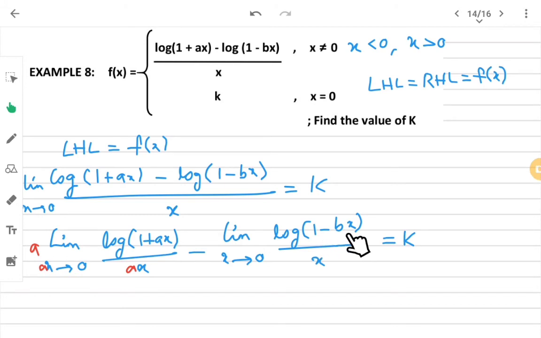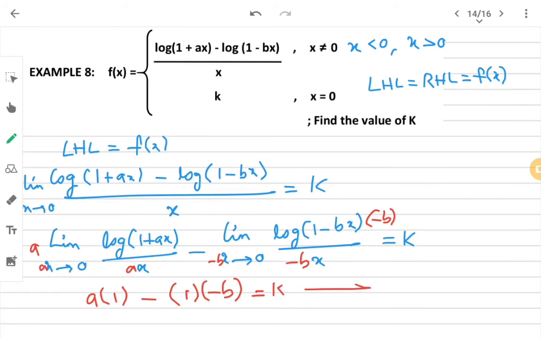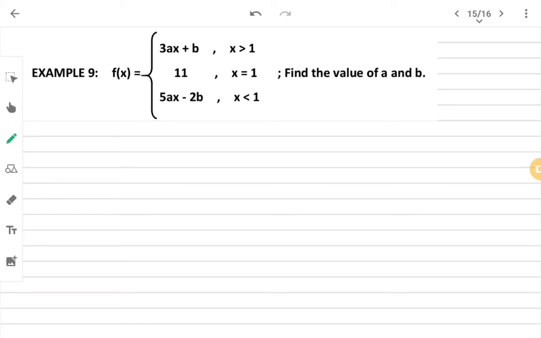Minus bx. So I want to multiply by what? Minus b. Here also minus b. Here also minus bx tends to 0. Fine. Now what will happen to this term? This will become 1. So your answer is a of 1 minus, here also you will get the value as 1. So minus of what? 1 into minus b is equal to k. It shows that a minus into minus is plus, b is equal to k. Therefore, what is the value of k here? A plus b.